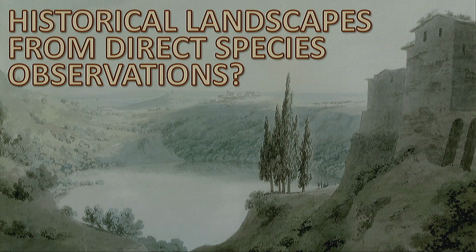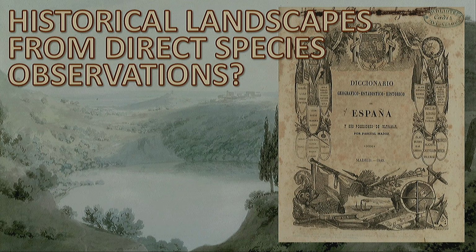So our idea was to try to build land use changes from species records, or for crop and forest species records, for information about the presence of a species on a site. And to do that, we mined the information contained in this source, which is a geographical dictionary from Spain from the mid-19th century. The information was collected probably around the 1840s, between 40 and 45.